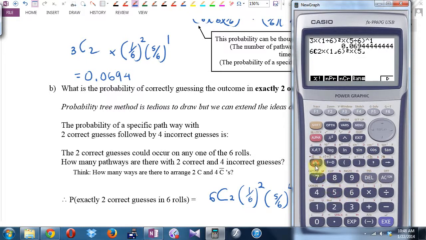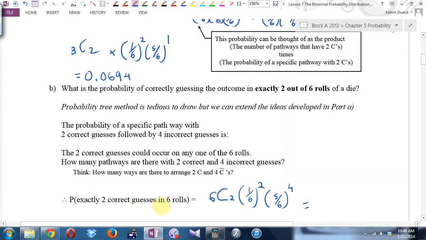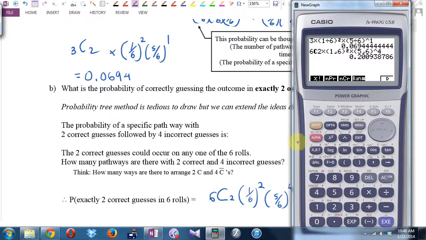Five sixth to the fourth. Do you get it as a fraction or as a decimal, 0.2009? Right next to the fraction button, F arrow D stands for fraction to decimal. These calculators are well set up. They're really nice.